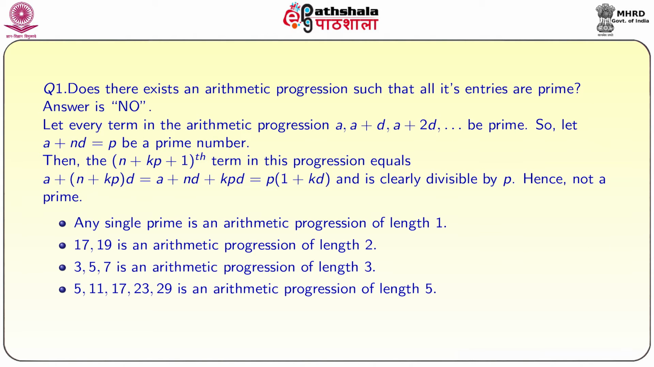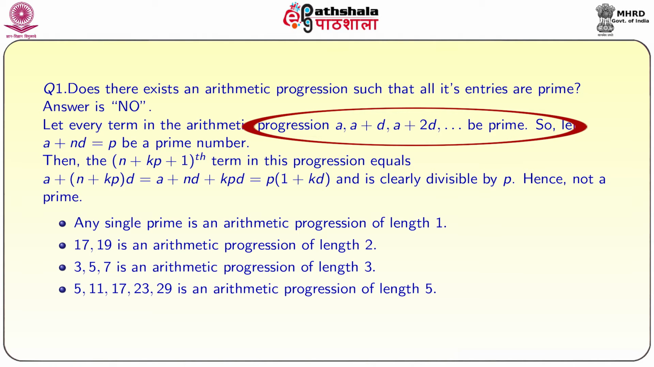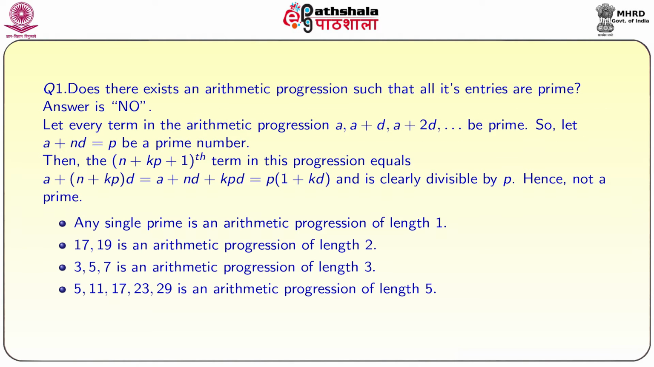So, now we will ask a few questions. Does there exist an arithmetic progression such that all of its entries are prime? The answer is no. We will prove by contradiction. Let us assume every term in the arithmetic progression is a prime, that is a plus d, a plus 2d and so on, every term is a prime.